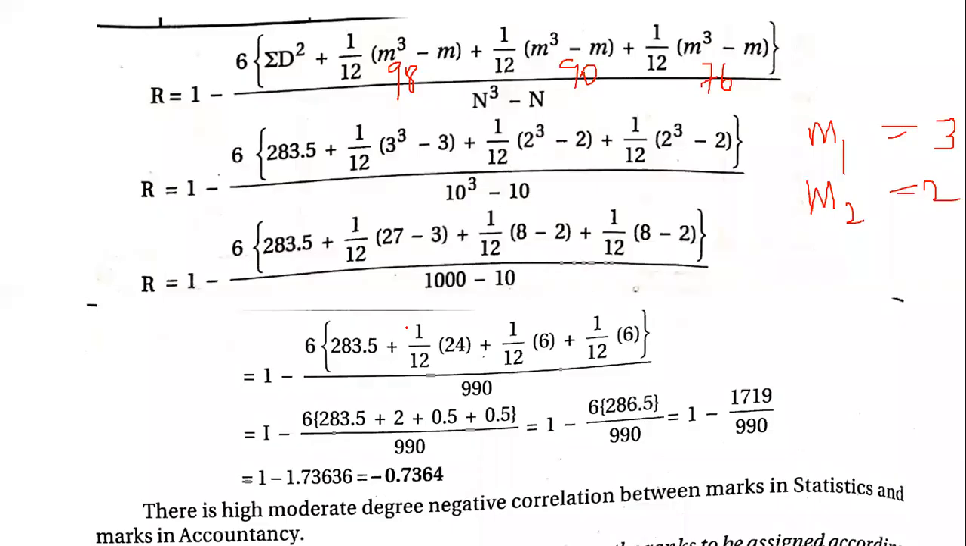So coming down here, m3 is again 2, that is for 76. So again in the place of m I will put 2. So 2 cube minus 2 whole divided by the value of n is 10. Now how do I know the value of n is 10?